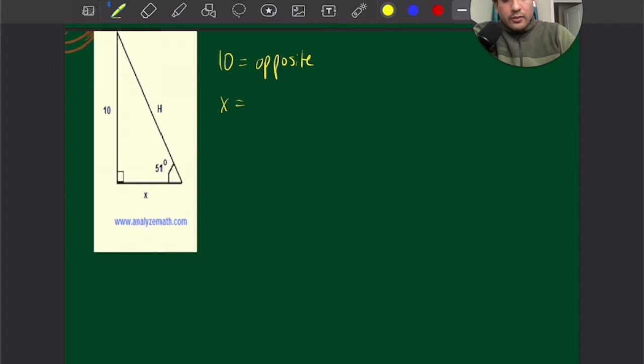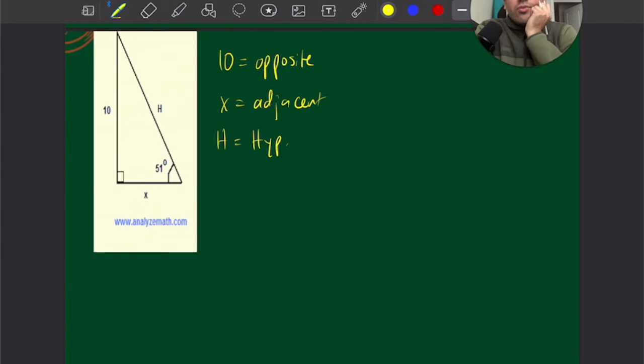The x is going to be your adjacent. And of course, the h is your hypotenuse. Just going to put height there. Okay, so we got to think of one of the SOH CAH TOA, sine, cosine, or tangent to solve for the value of one of the variables.